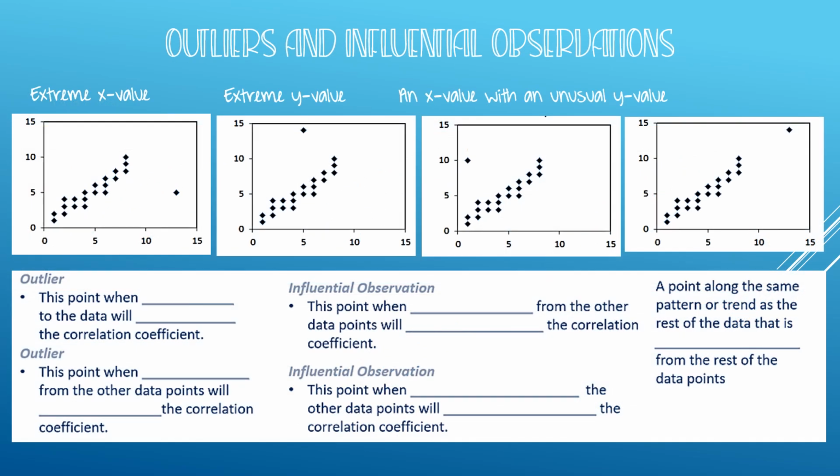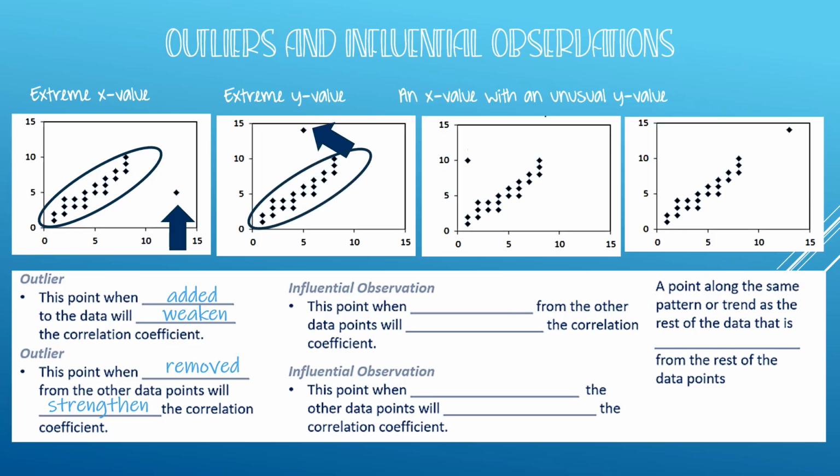More with outliers and influential observations. Look at that data point there and the general trend of the data. This point, when added to the data, is going to weaken the correlation coefficient because it's an outlier. If this point was removed, then it would strengthen the correlation coefficient. There's another point that is not in the general trend of the data, so that is also an outlier. Same thing with this one right here.